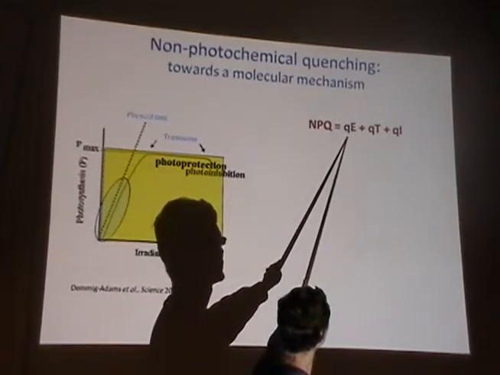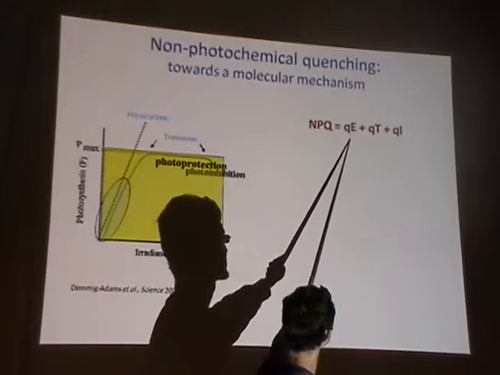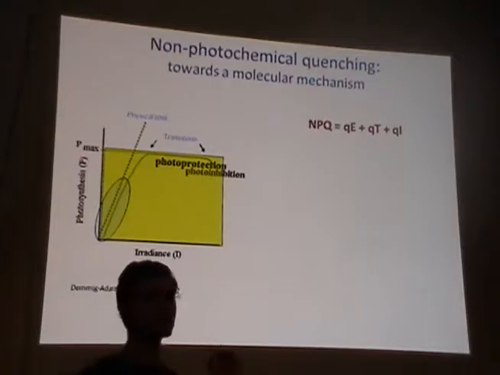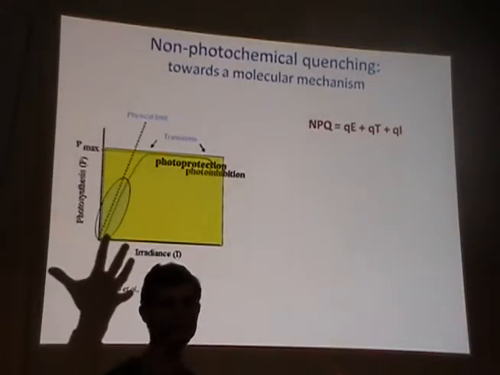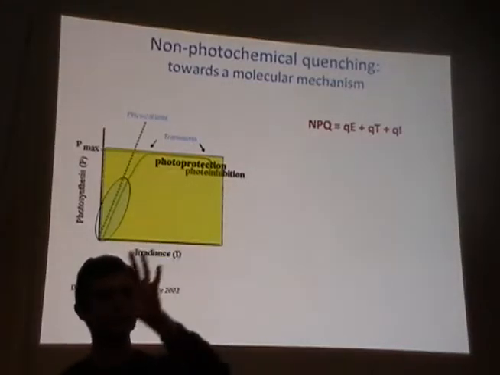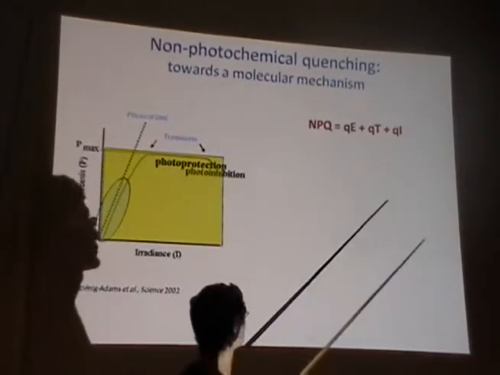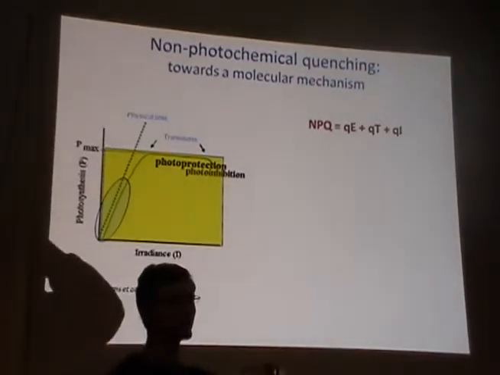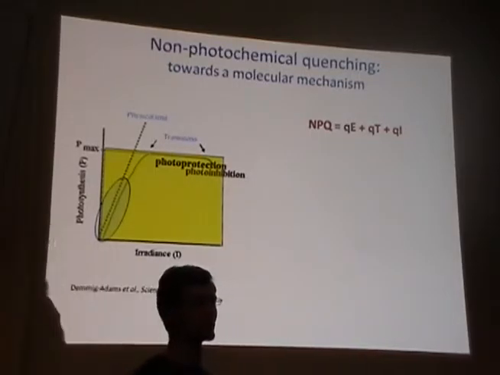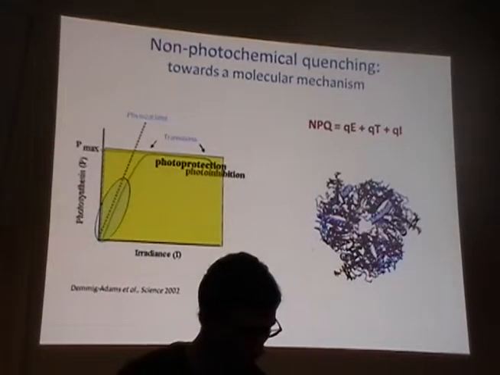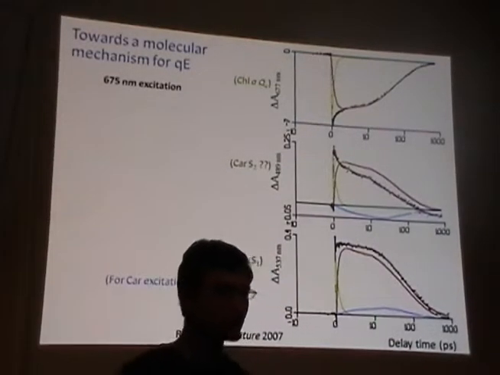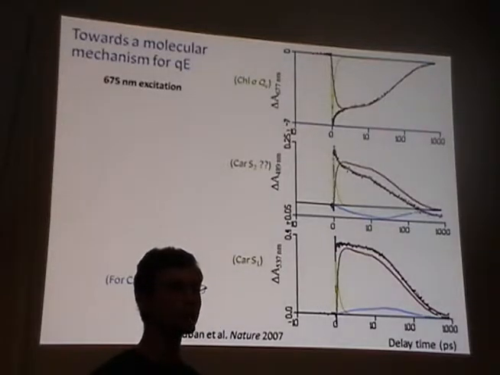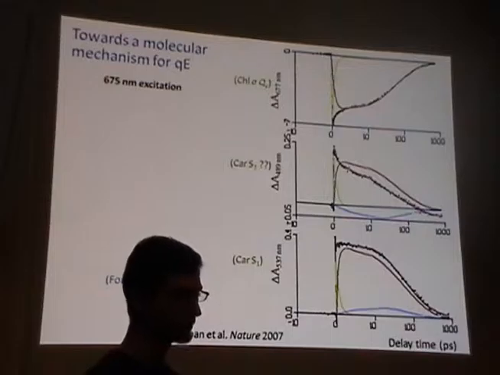So we've seen that quenching is a very complex process comprising many different components. Normally it's divided into three different parts: the energy dependent, which is the major part, and also the fast, because on the fastest time scale you have the one which involves physical motion of the antenna system, the increase and decrease of the antenna size. So light harvesting complex 2 will migrate between photosystem 1 and photosystem 2. And then you have photoinhibition, so this is when the photosystems get damaged, they are taken apart and repaired and reassembled again. Okay, this is for LHC 2.